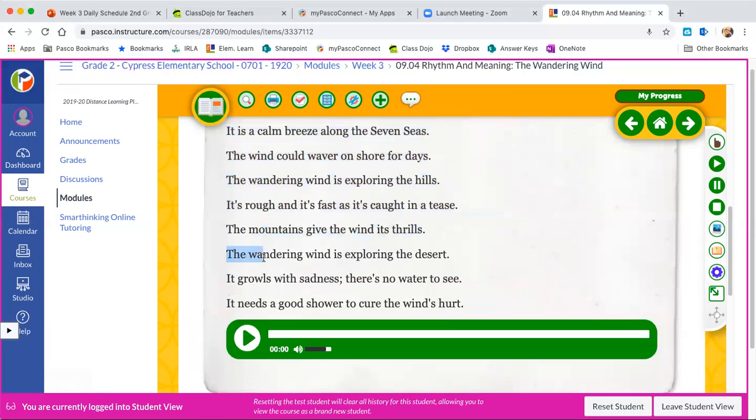The wandering wind is exploring the desert. It growls with sadness. There's no water to see. It needs a good shower to cure the wind's hurt.